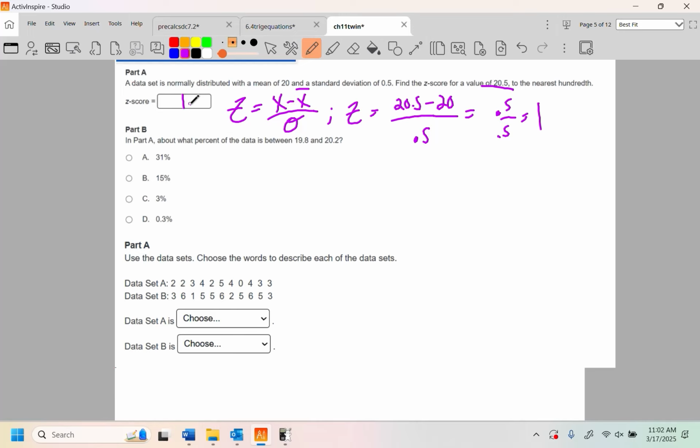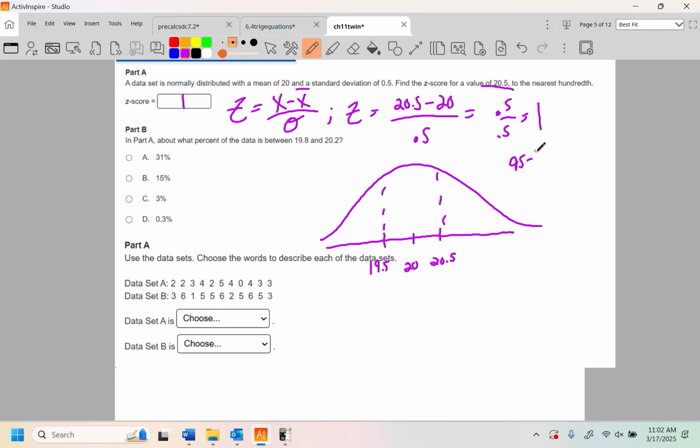But whatever. In part A, about what percent of the data is between 19.8 and 20.2? So this is kind of weird when you think about your bell curve, and that's what this is all about. But the mean is at 20. And if we add one, we're at 20.5, and take away one, we're at 19.5. So think about your empirical rule, your bell curve, your 68, 95, 99.7 rule. It says that these two regions of space account for 68%. They're each 34, okay?